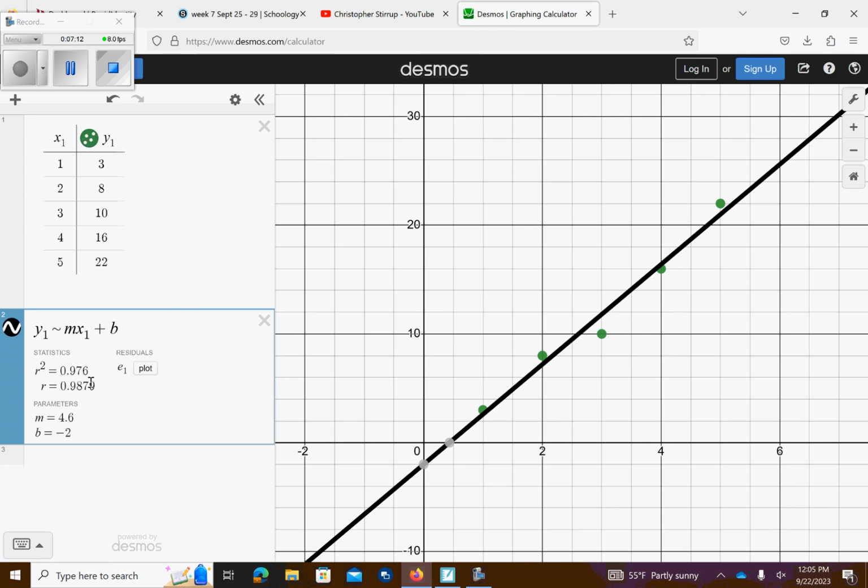As we go through and take a look at this, there are predictions that we can eventually start making. Remember, we have our explanatory and our response.